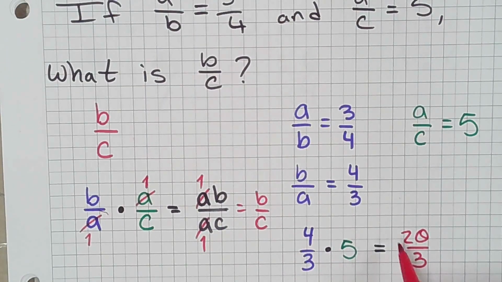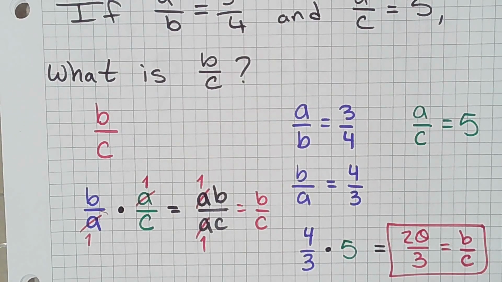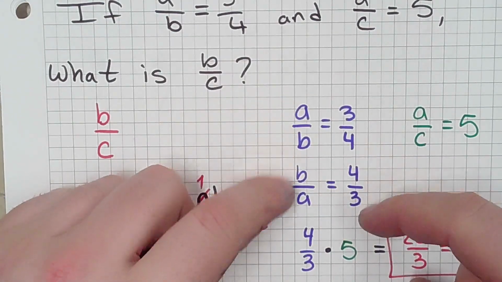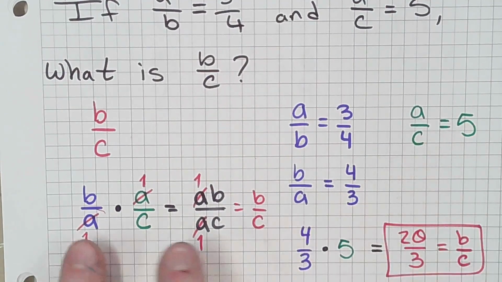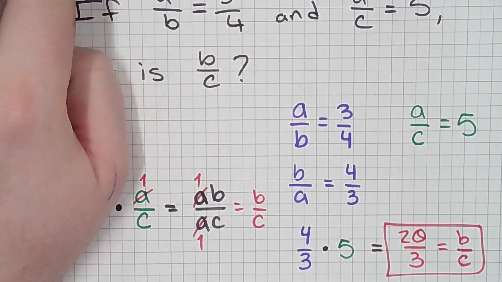5 times 4 over 3. And this will get us B over C. So again, we just write down what we know. We know that we can flip over these fractions and it won't change anything. And what's nice when you multiply these together, A's divide out, right? That'll get us what we want.